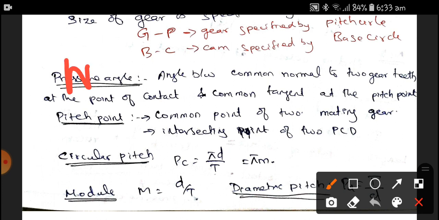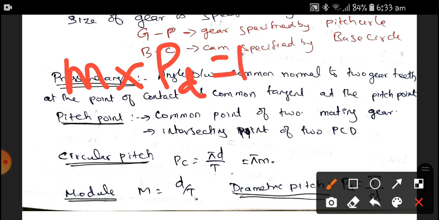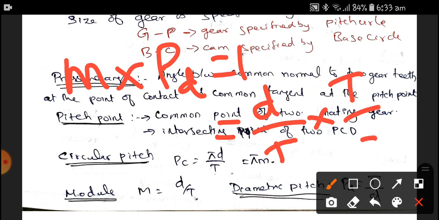The product of module and diametrical pitch, say P_d, is equal to 1. How? Because we have a module of d by T ratio and a diametrical pitch of T by d ratio. Therefore, they get cancelled and you will get the product of module and diametrical pitch equal to 1.